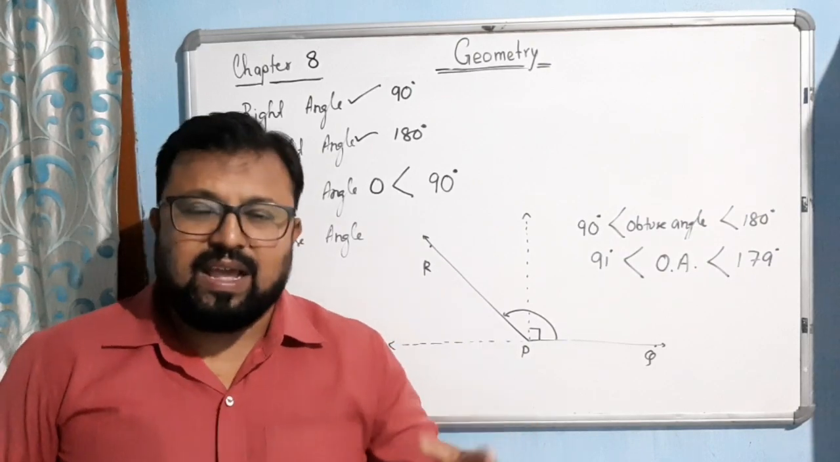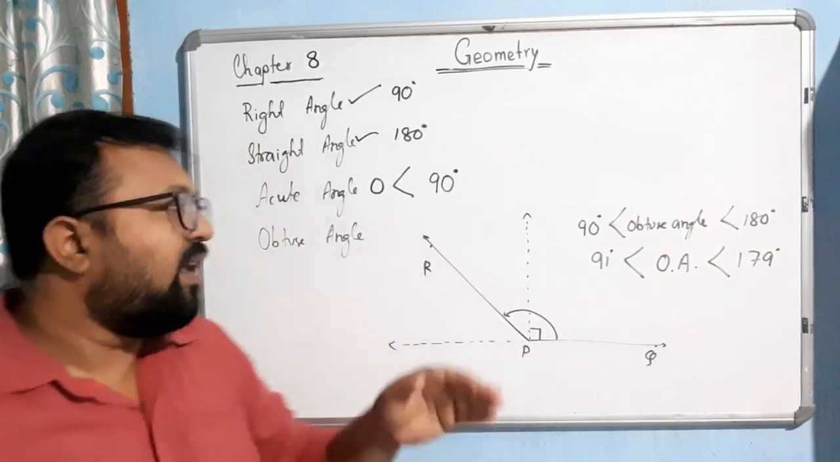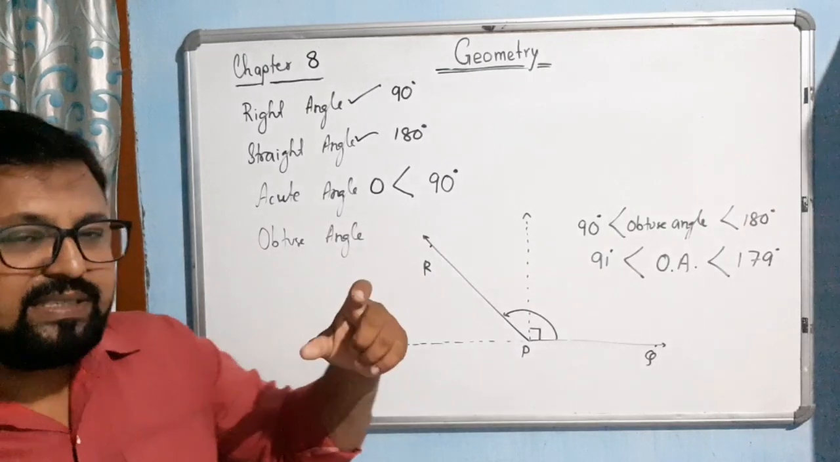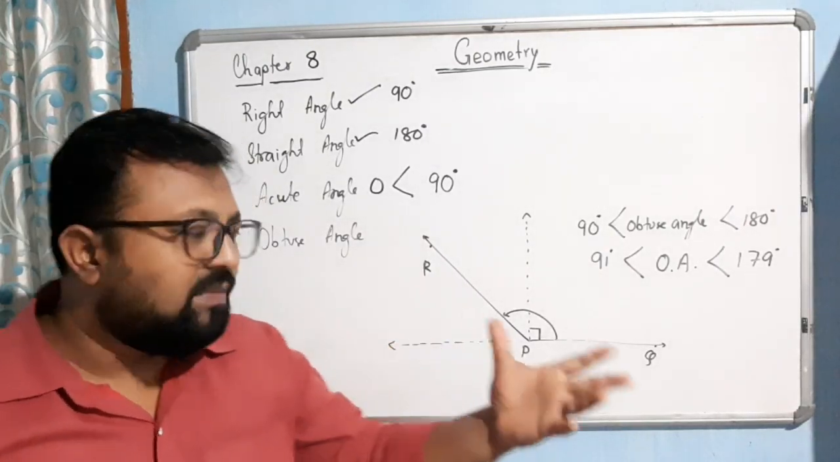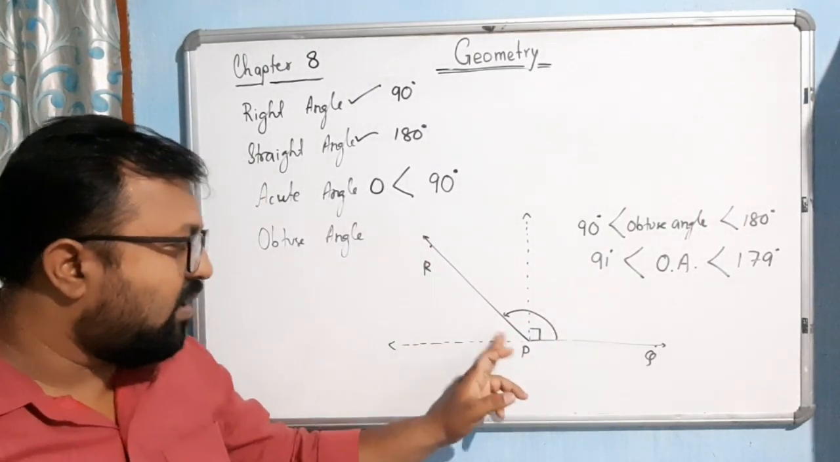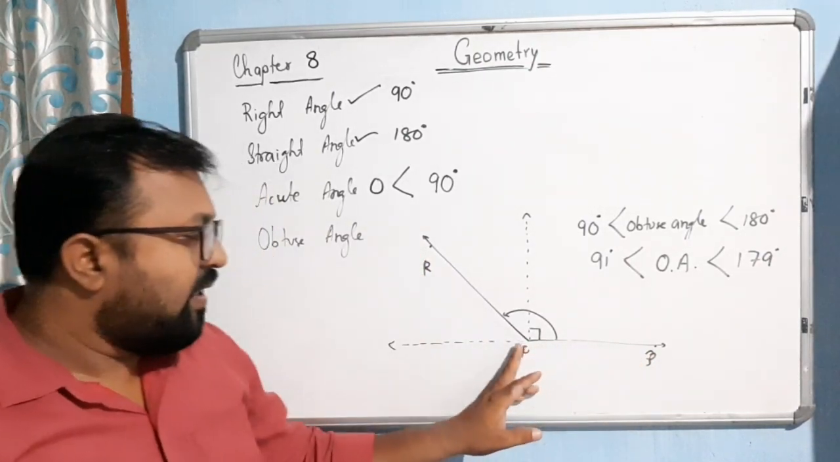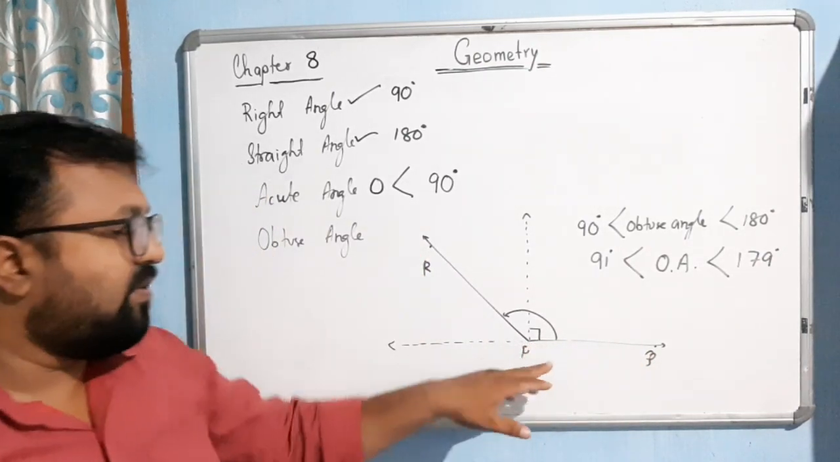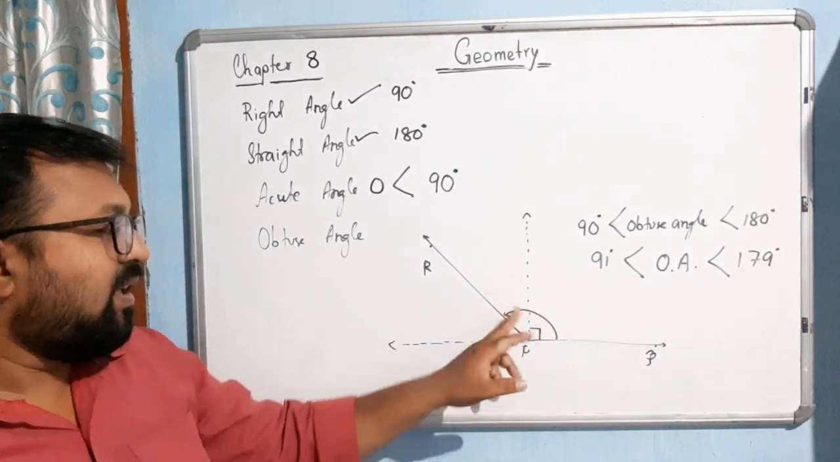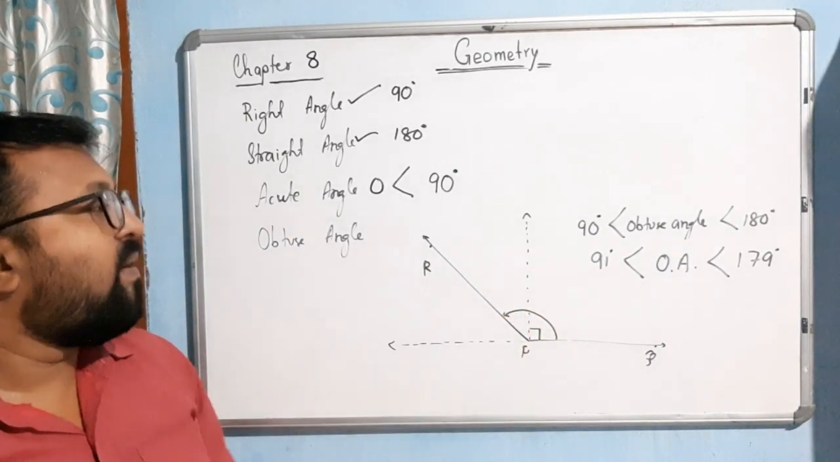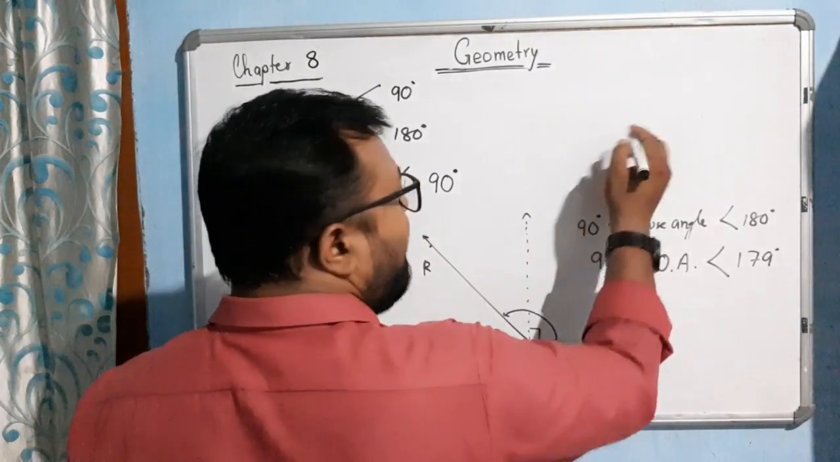What is an angle, how an angle is created, and what are the terms given. This is known as what? Arm. These two, PQ and PR, are known as arms. This P is known as the vertex. This symbol shows the measurement of the angle. Okay, suppose let me give you some example.